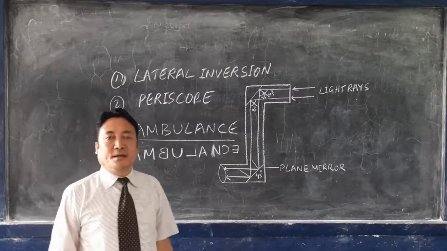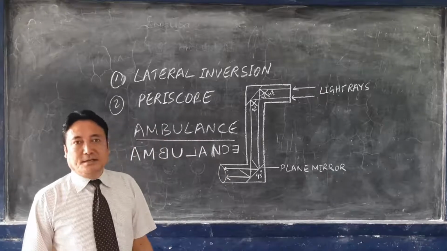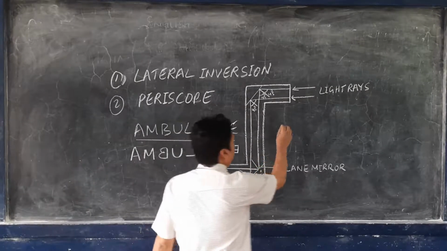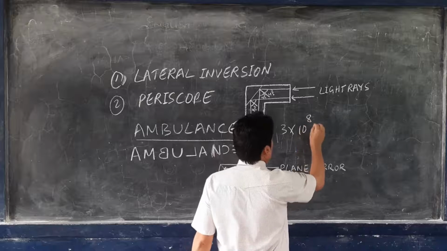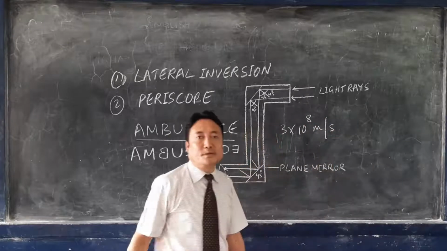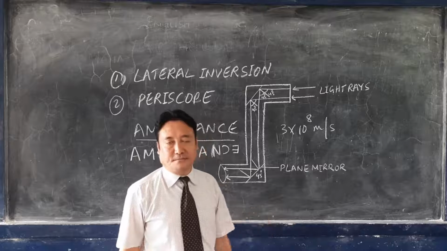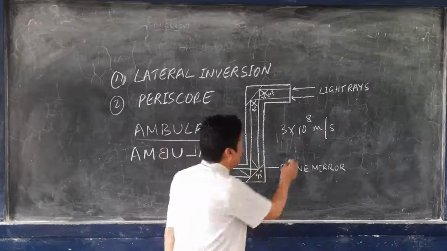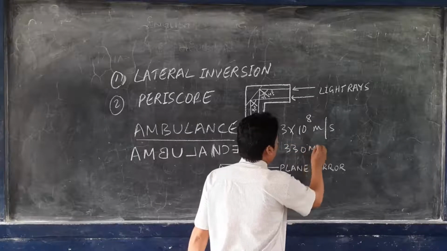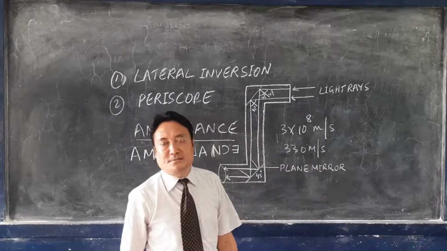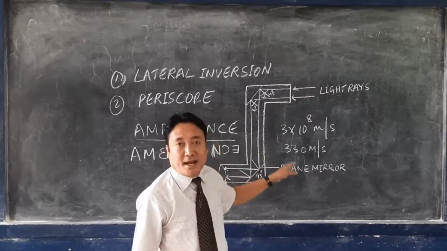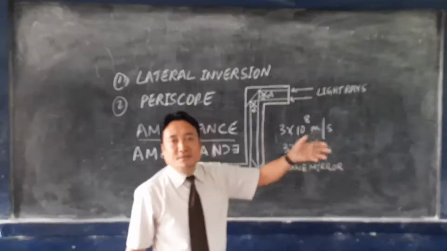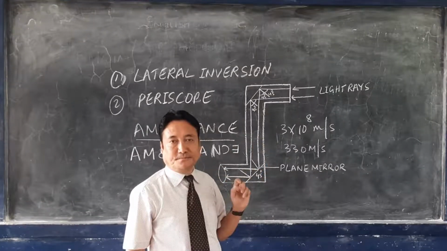And the next one is the speed of light. The speed of light in air is 3 into 10 to the power of 8 meters per second, in air or vacuum, which is more than the speed of sound. The speed of sound is only 330 meters per second, which is very little compared to the speed of light. Therefore, during thunder and lightning, first you see the flash of light, then you hear the sound. This is because light travels faster in air or vacuum.